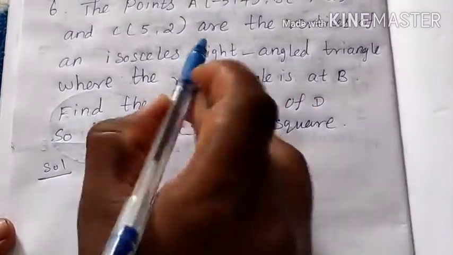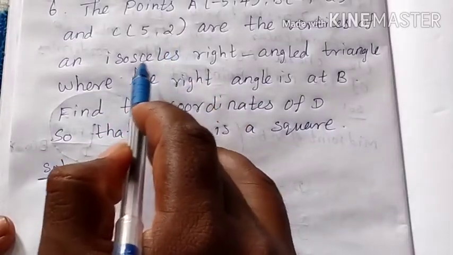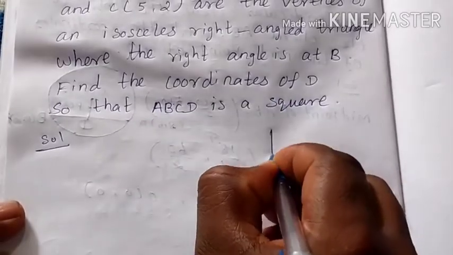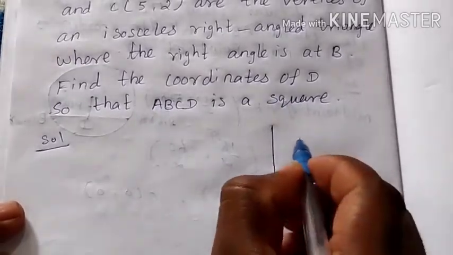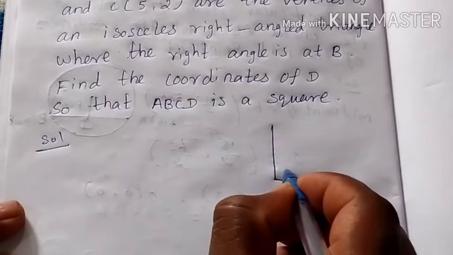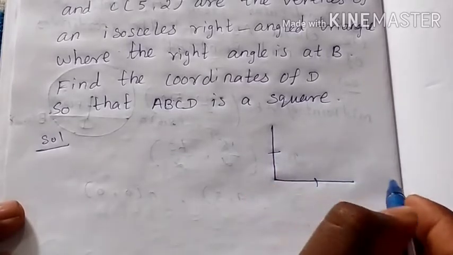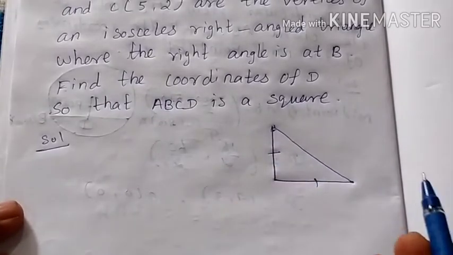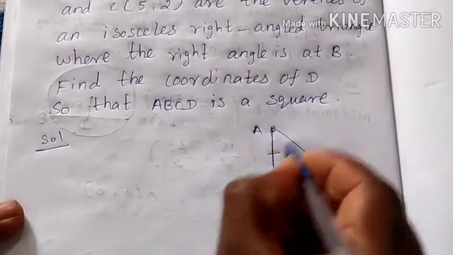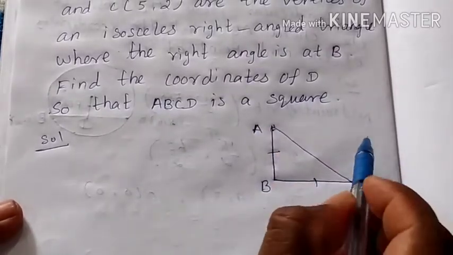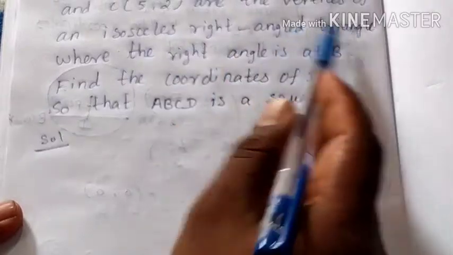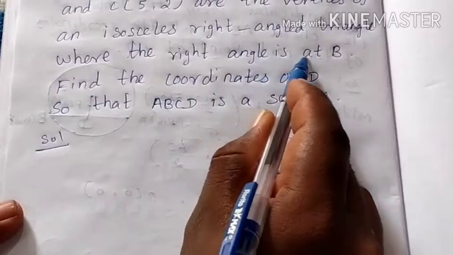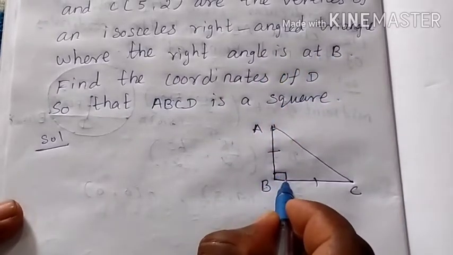Consider the question. The triangle ABC is an isosceles right angle triangle. This is a right angle triangle, also isosceles, because any two sides are equal. These two sides are equal. This is the isosceles triangle ABC, where the right angle is at B.